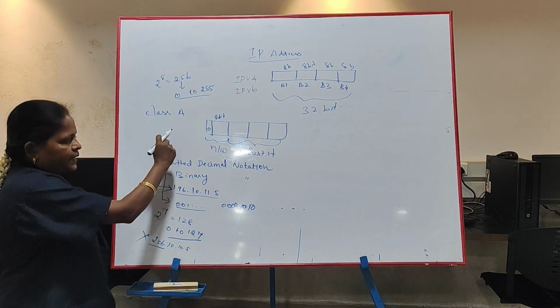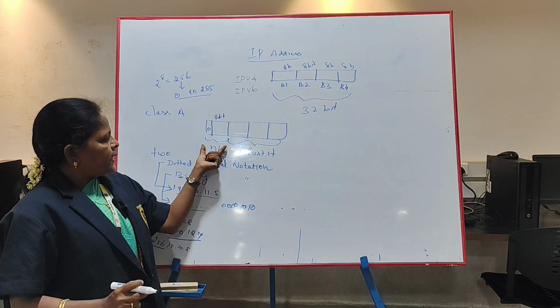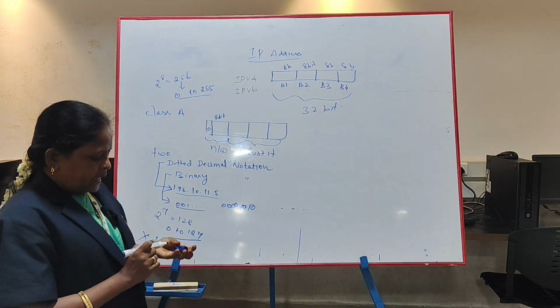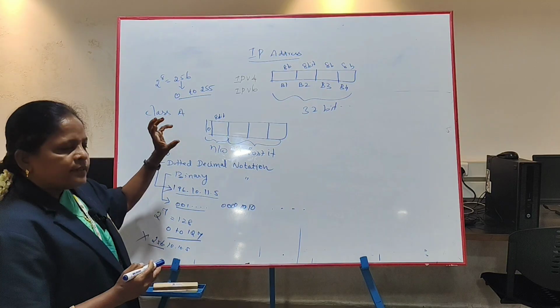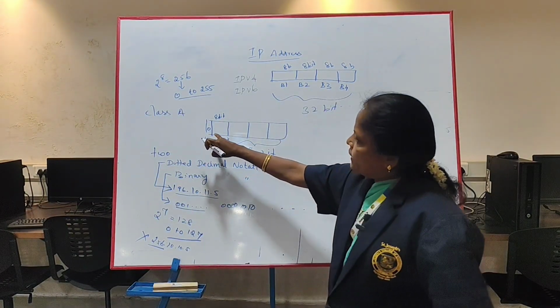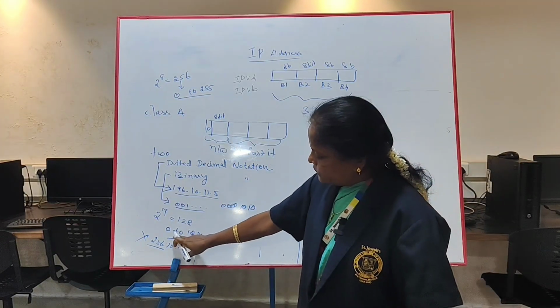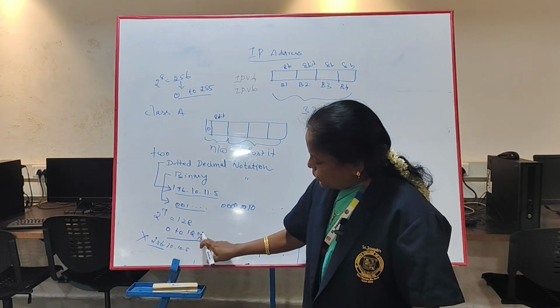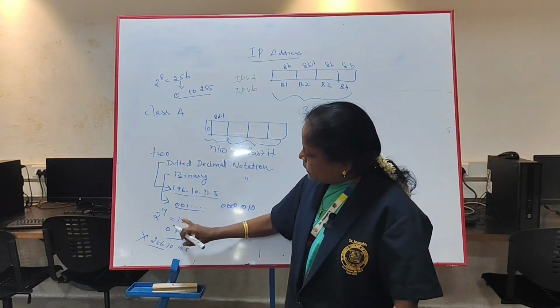Consider class A. Here the first one byte will be assigned for the network ID. The combination of network ID and host ID is generally called as what? Now the first bit will be 0, and the remaining 7 bits give 2 to the power 7, which equals what? 128. So any IP from 0 to 127, this is the range for class A, right?